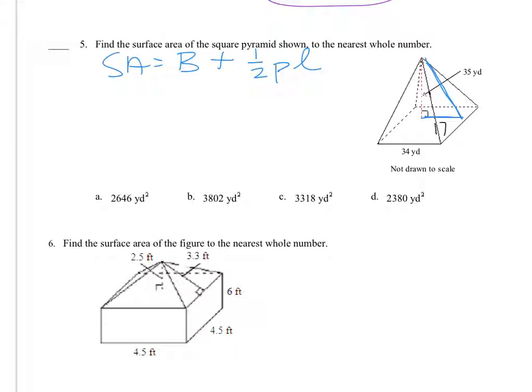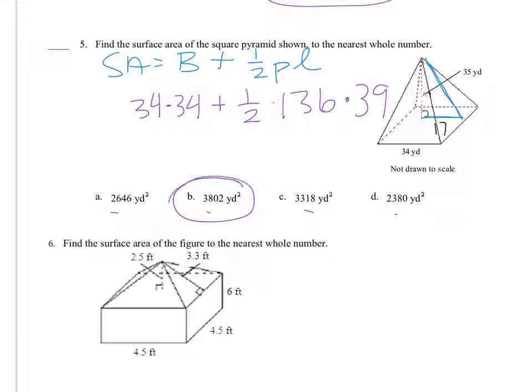Now I can write down my surface area. So I have 34 times 34. That's the area of my base, plus 1/2 times 34 plus 34 plus 34 plus 34, 136 times my slant height, which we said was 39, 3,808. Well, looking at this, I don't have 3,808. However, I do have a 3,002, and that is just fine by me. Since I rounded to 39, that's probably the reason why.